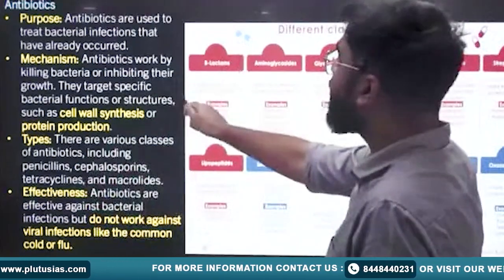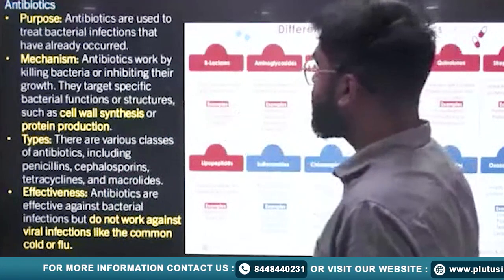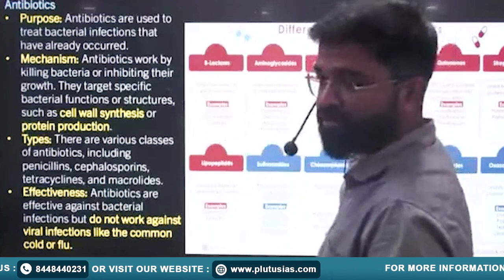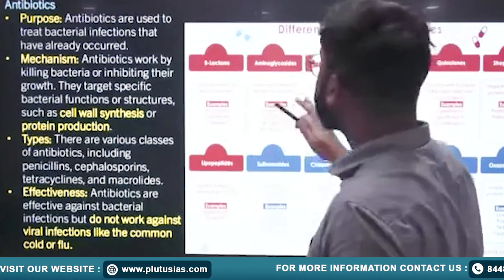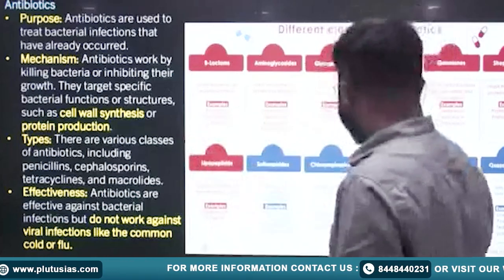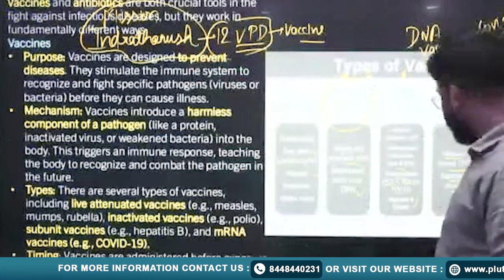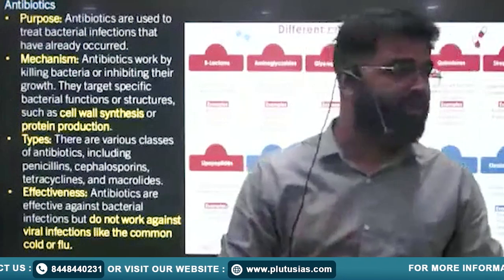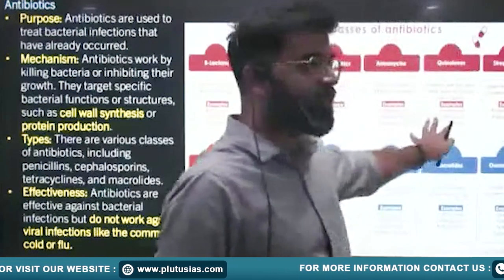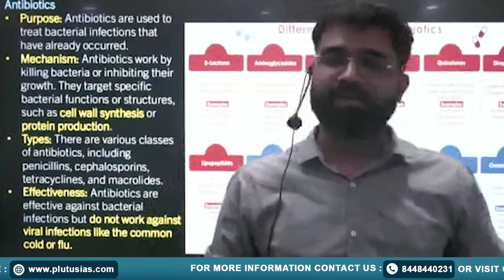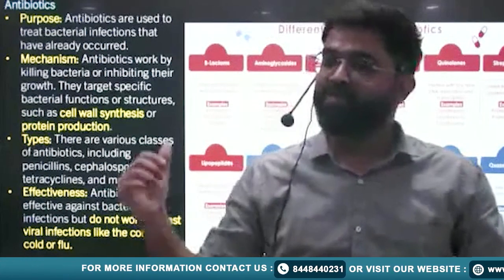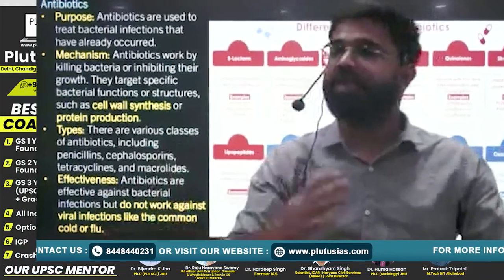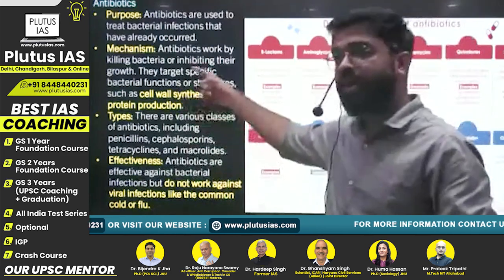Mechanism: antibiotics work by killing bacteria or inhibiting their growth. They target a specific bacterial function or structure such as cell wall synthesis or protein production. Okay, although this question was not asked by UPSC, earlier this question was asked by UPSC, but this question was not asked by UPSC. So right now, I am not suggesting you to remember all these things, okay? But in future classes, if this particular thing comes in the news again, then we will discuss the detailed mechanism of types of antibiotics as well.